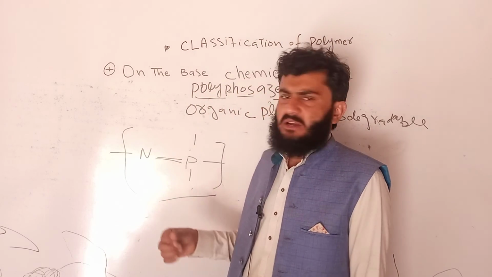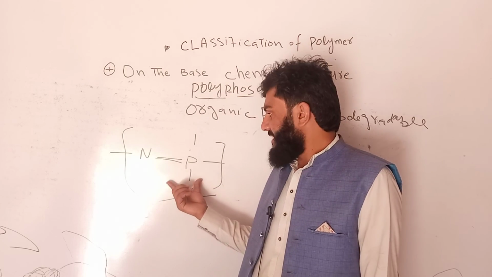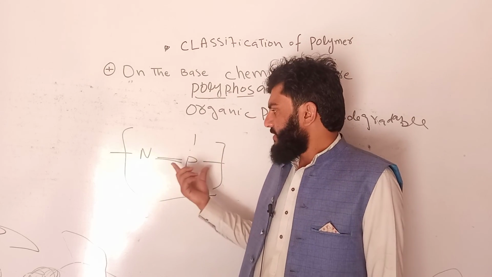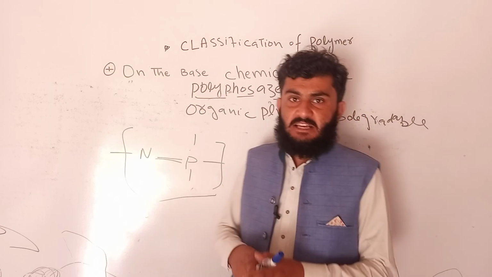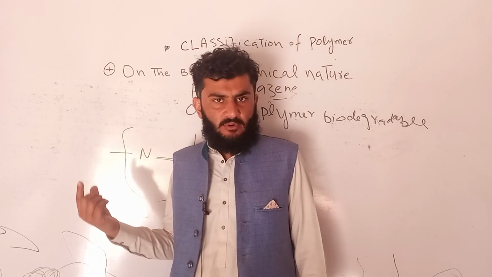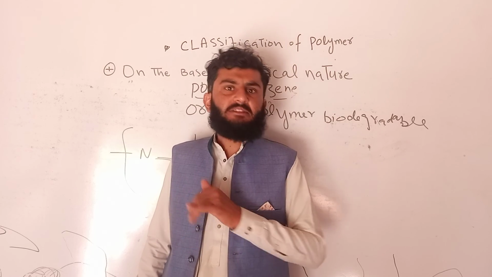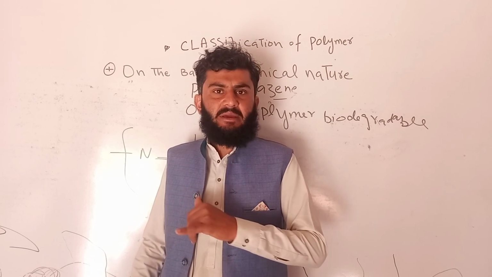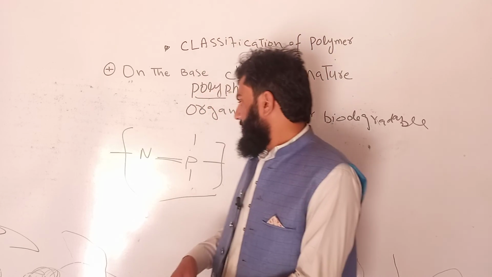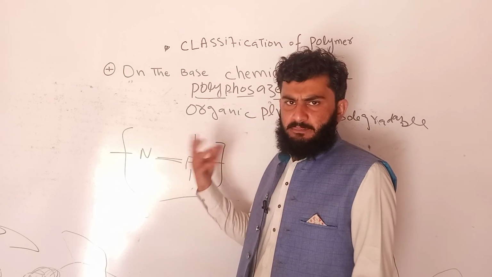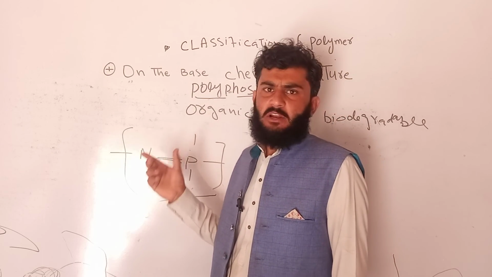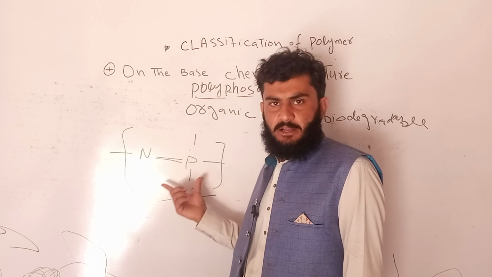Another form of polymer is polyphosphazine. The word indicates a polymer where phosphorus and nitrogen work as constituent elements in the backbone or main skeleton of such polymer. So in polyphosphazine polymer, such units are repeated.